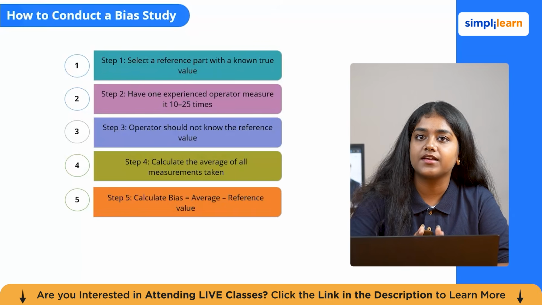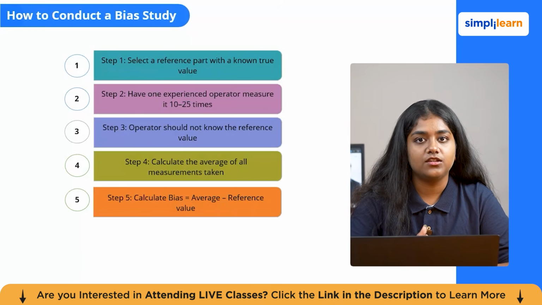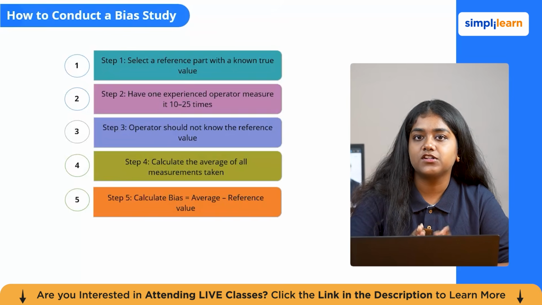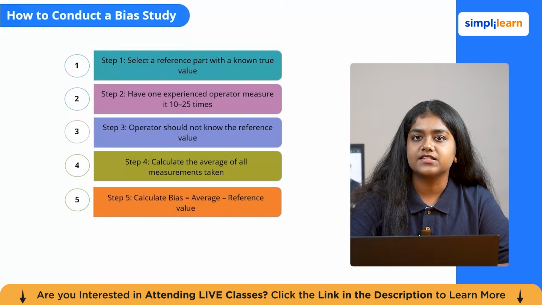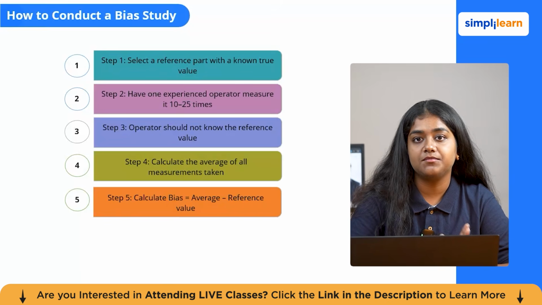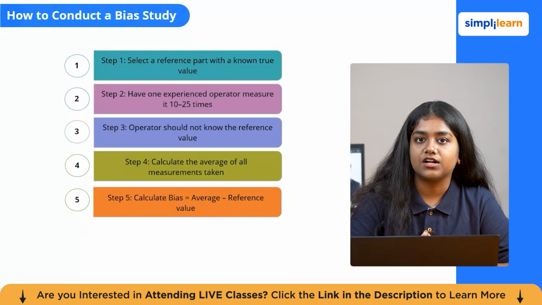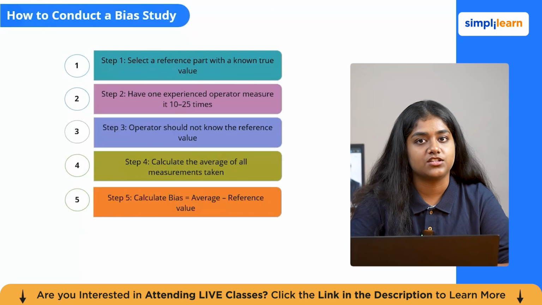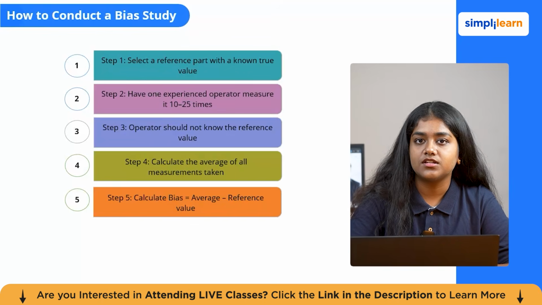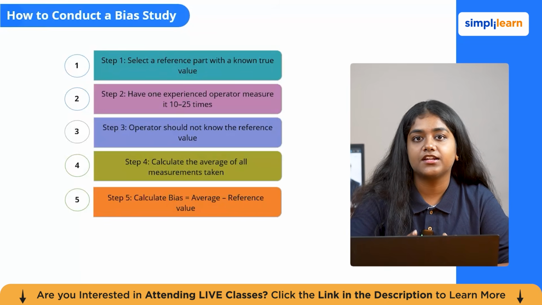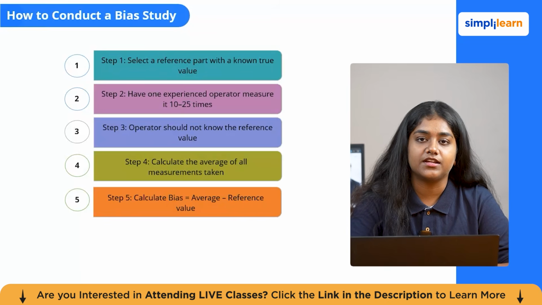Statistically evaluate whether the bias is significant. This is typically done using a t-test, comparing the observed bias to the variability in the measurements to determine whether the difference could have occurred by chance. If the bias is statistically significant and practically meaningful, meaning it's large enough relative to the tolerance to affect decisions, then corrective action is needed. The bias study is not about finding zero bias. Some small amount of bias is almost always present. The question is whether the bias is small enough that it doesn't materially affect your measurement decisions.